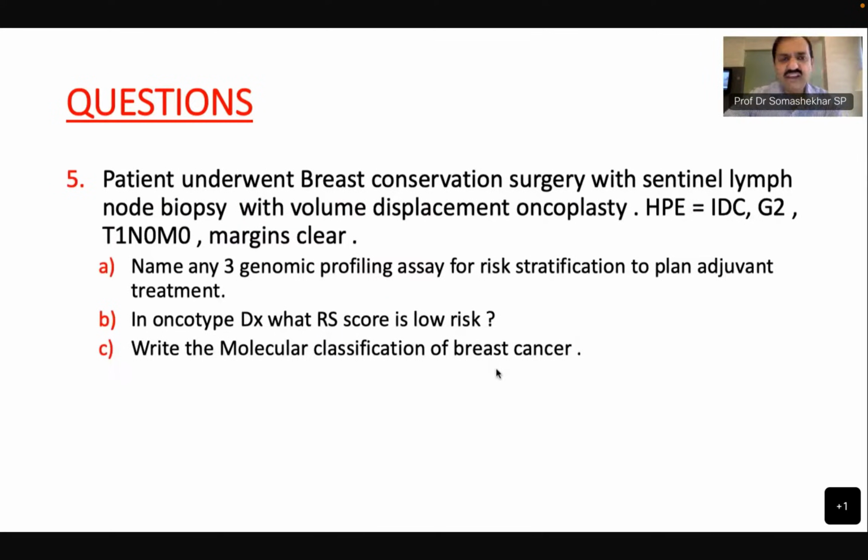Okay. The next question is, this patient underwent breast conservative surgery with sentinel lymph node biopsy with a volume displacement oncoplasty. Final report came as T1, N0, M0, margin clear. Name any three genomic profiling, and if you use Oncotype DX, what is the RS score, what score below is low risk, and what is the molecular classification.